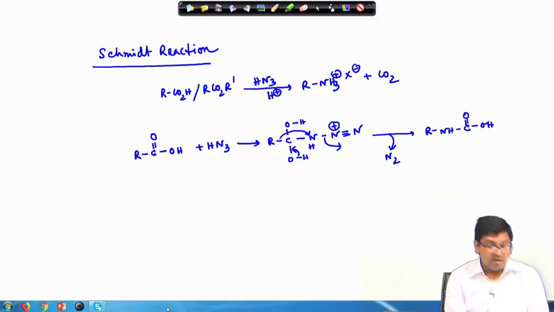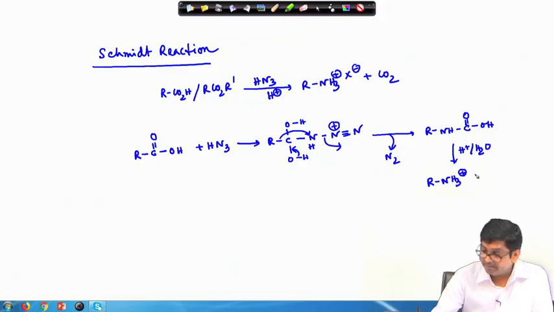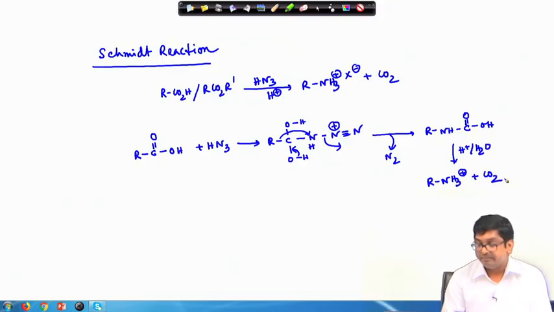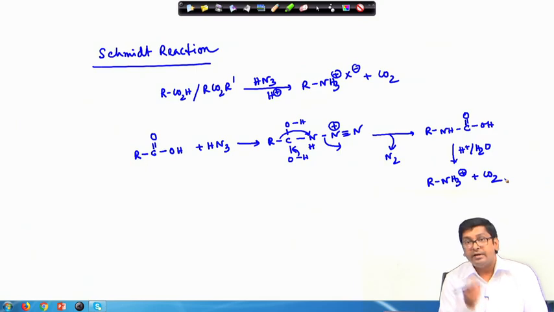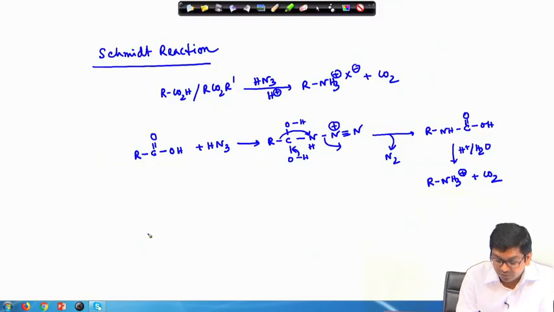Okay. So, once you get this carbamic acid, then in acidic conditions this will give your desired amine compound. Okay. In these Schmidt reactions, this hydrazoic acid can again react with ketones also.